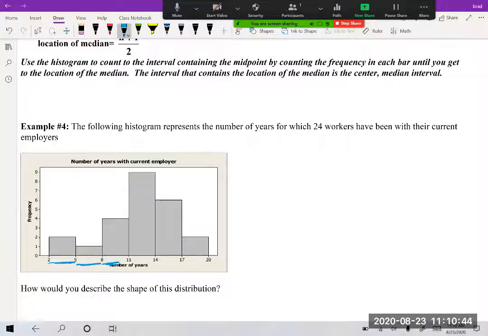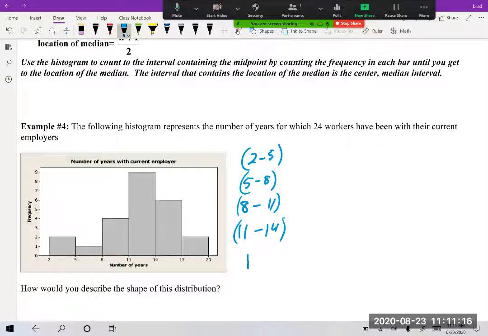2 to 4, 5 to 7, 8 to 11, or 8 to 10, and so on. And the reason I'm not saying 5, 8, 11, 14, 17, and 20 is you have to be a little bit careful with that. Because let's say that you told me that the categories were from 2 to 5, from 5 to 8, from 8 to 11, from 11 to 14, 14 to 17.